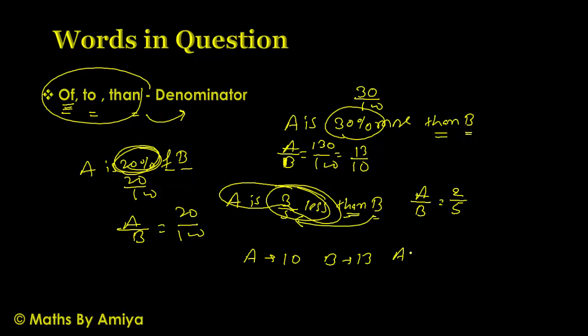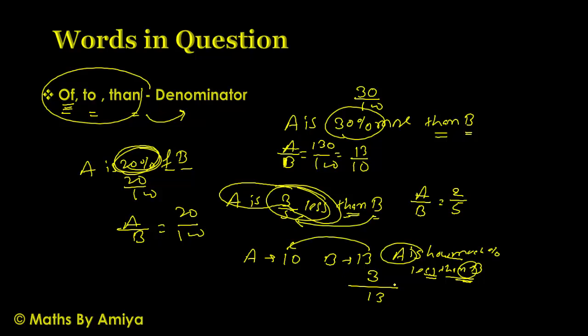Now the question is, A is how much percent less than B? "Than" is with B, so divide by B. A and B, how much more or less? The difference is 13 minus 10, which is 3, into 100. So my main concern is if we have "of", "to" or "than" in the question, then this represents the denominator.